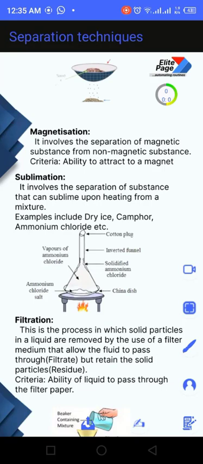So we have a setup here. When we heat ammonium chloride, it changes directly to gas. Then when it meets a cool environment, it cools down and forms a solid. So there we can separate it from the mixture.